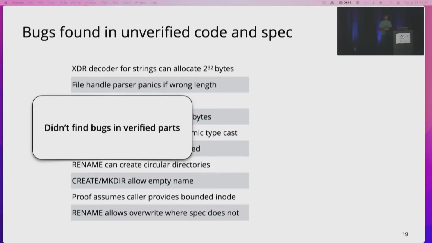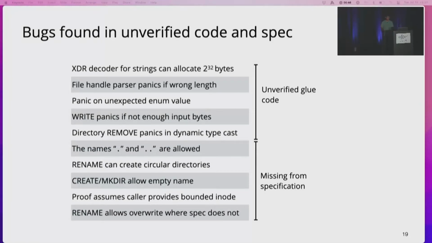So next I want to talk about some bugs that we found. First of all, I want to emphasize that we didn't find any bugs in the verified parts of DaisyNFS or GoTxn. We didn't run into concurrency or crash bugs. As a result, the debugging experience was a lot more pleasant here. When we found bugs, we could just focus on the unverified parts.